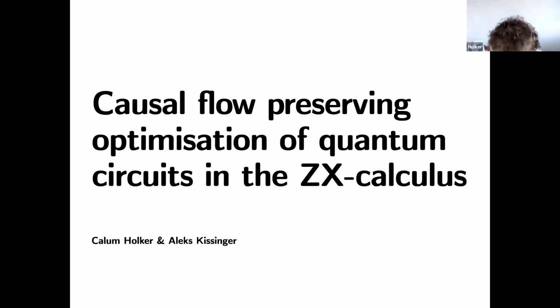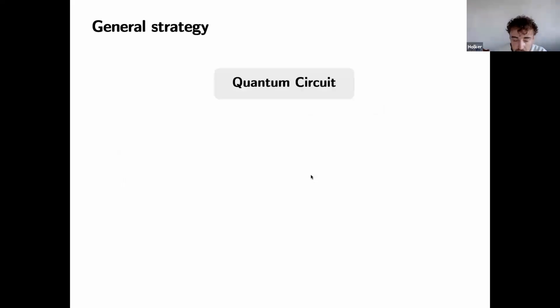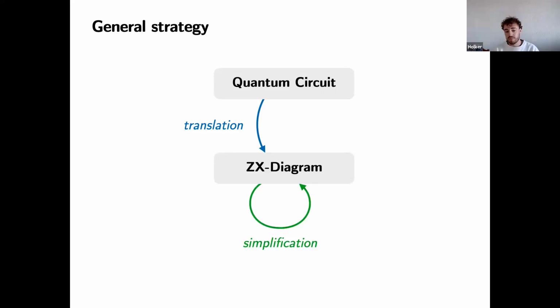Perfect. So yeah, I'm Calum, and this is essentially my master's research at Oxford, looking at causal flow preserving optimization of quantum circuits in the ZX calculus. Our general strategy is to take a quantum circuit, and this is not an original strategy, and then translate it into a ZX diagram, then simplify that ZX diagram using the ZX calculus rules, and then extract that simplified ZX diagram back into a quantum circuit.